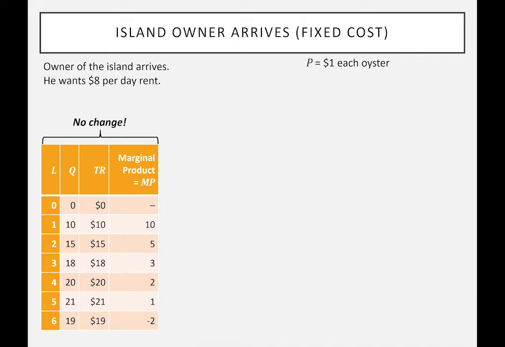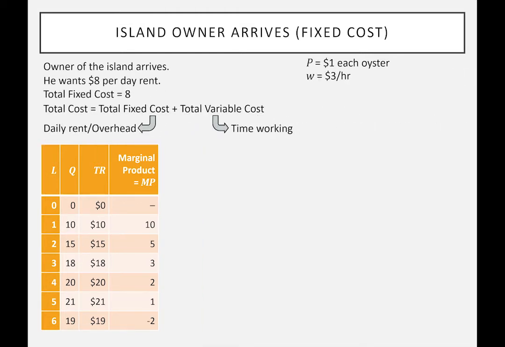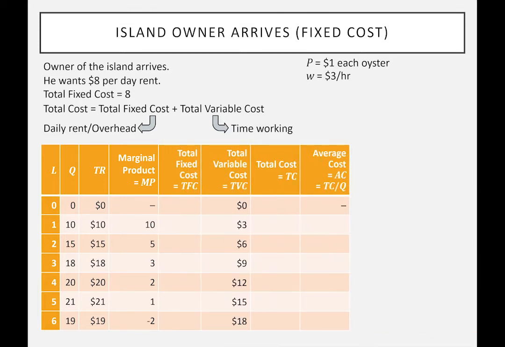First of all, the technology has not changed. The number of oysters that you can produce is exactly the same as before, and the total revenue hasn't changed because the price of oysters is still $1. What has changed is the fixed cost. So I have to introduce that, which means now the total cost is going to be composed of both a fixed cost and the variable cost, the amount of time you're working. And that wage hasn't changed, it's still $3. But the way we account for it is going to be a little bit different. Let's take a look at this.